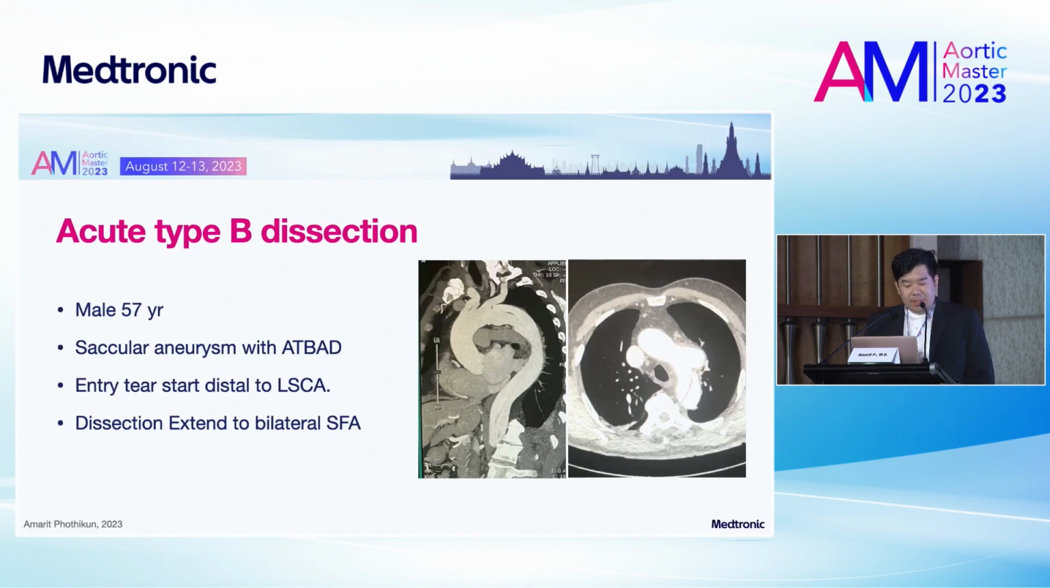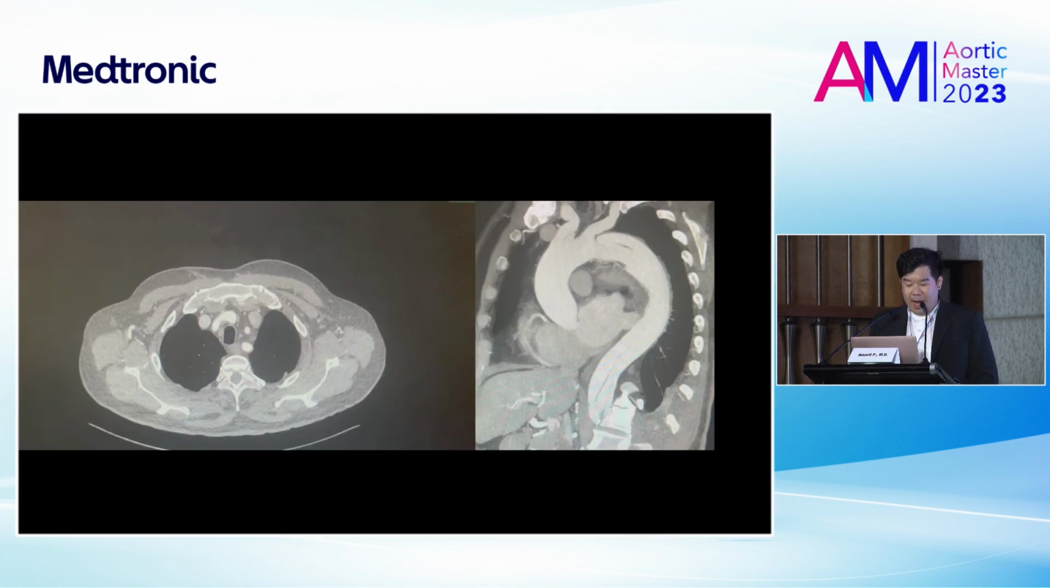The TEVAR zone 1 case is also a type B, acute type B dissection. But for this case, we see that he has a saccular aneurysm on the aortic arch. Next to the saccular aneurysm of the arch, we see the dissection, and the dissection extends to the bilateral superficial femoral arteries.